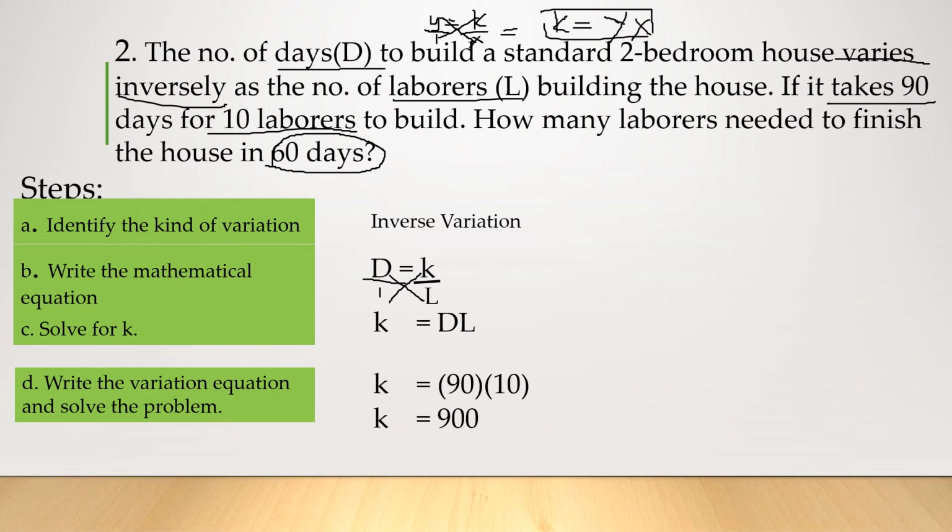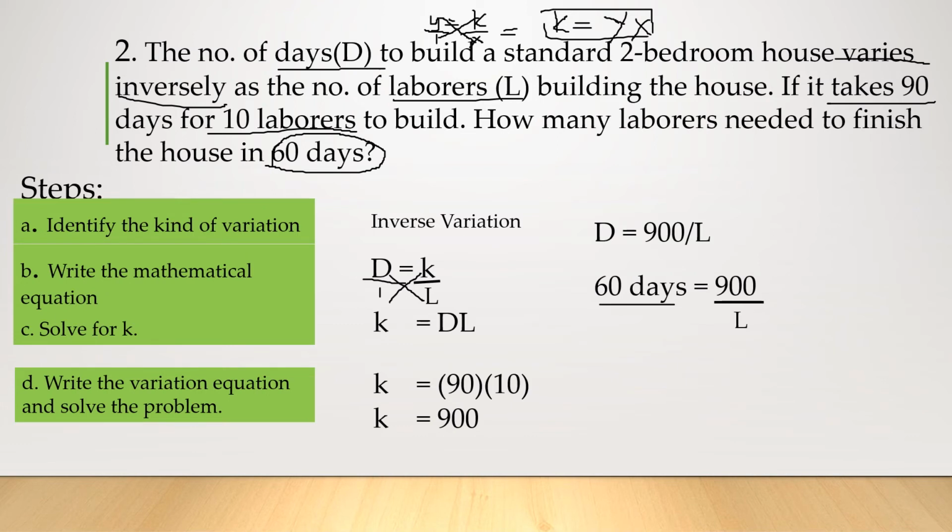Now, what are you going to do next? You're going to substitute this in the equation. What is now the variation equation here? D is equal to, what is K, that is 900 divided by L. Now, how many laborers are needed to finish the house in 60 days? So, the given here is D in our next set of values, and now, the missing is L. So, our D is 60 days is equal to 900 divided by L.